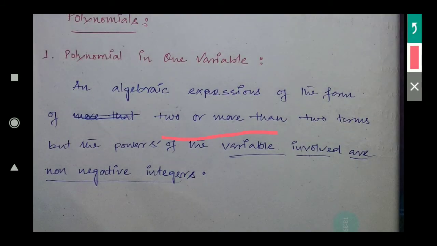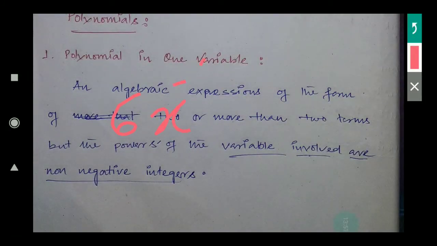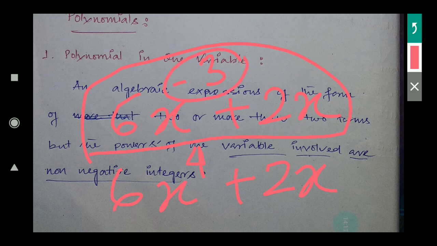But the difference between polynomial and multinomial is that in a polynomial, the powers of the variables involved are not negative. Suppose an algebraic expression 6x power minus 3 plus 2x is given, and another one, 6x power 4 plus 2x. Which one will be the polynomial, and which one the multinomial? This one I can call a multinomial, but it is not a polynomial. Why? Because the variable's power is negative. See here, the variable's power is negative. So this is only a multinomial.